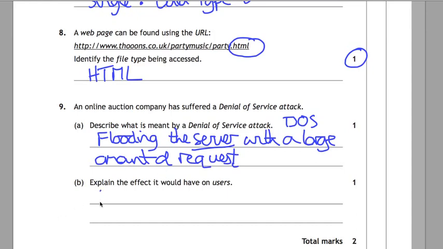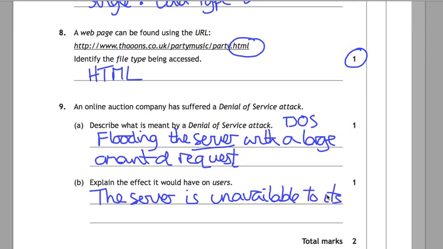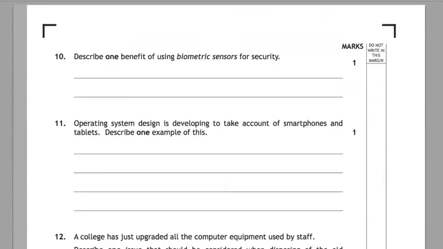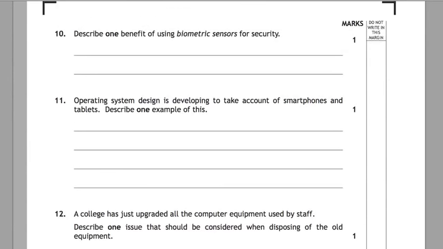So the server is unavailable to its users. So if you write something that's similar to this, you get a mark for there, and you get a mark for there, and that's your total marks there. So let's go to question 10.